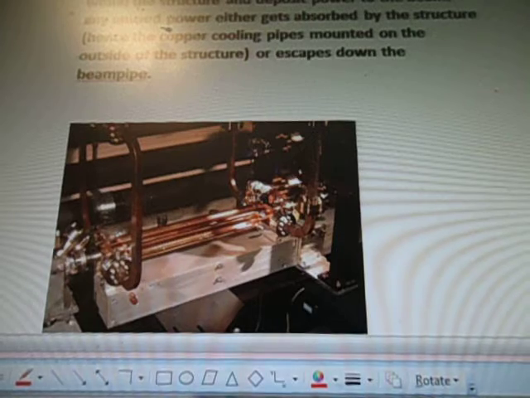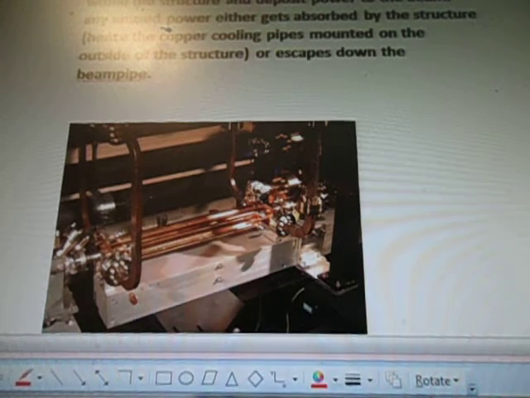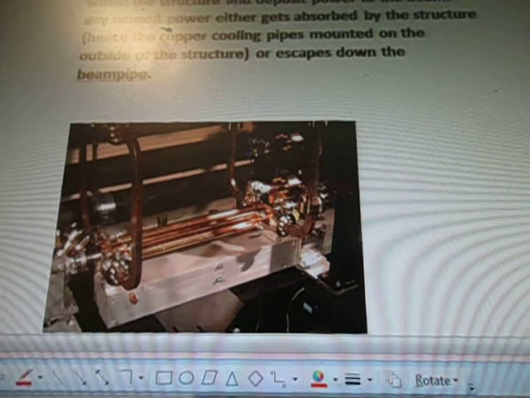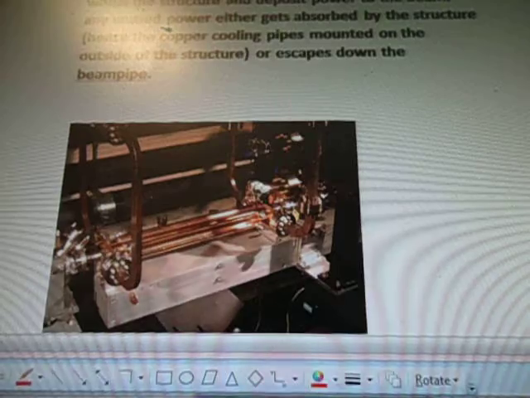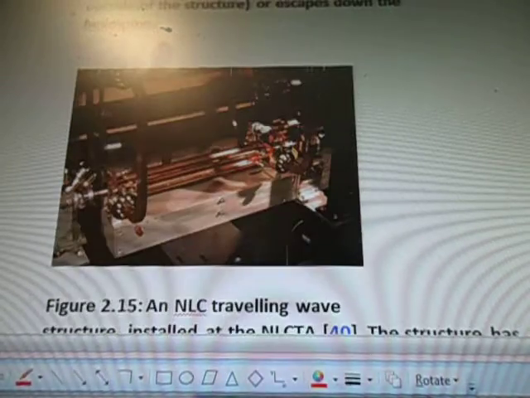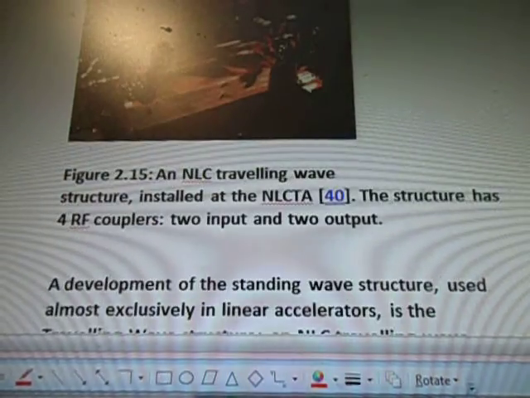Now I'm thinking, you've got unused power. You don't want to waste that. So we'll probably find something to do with that unused power. Okay? Escapes down the beam pipe.